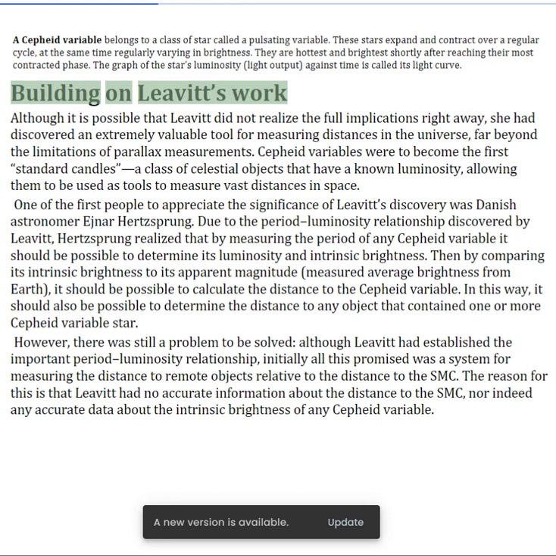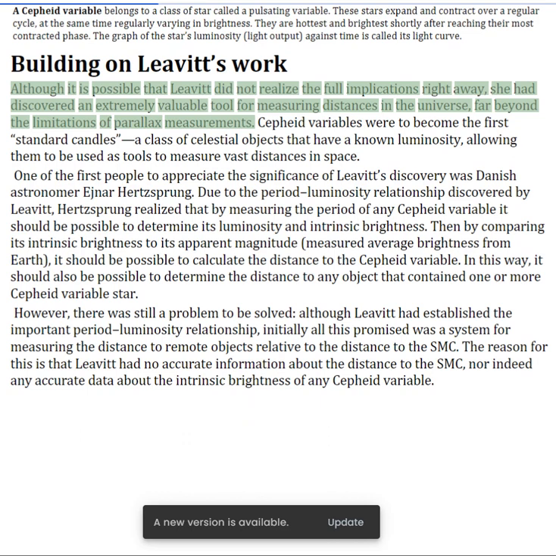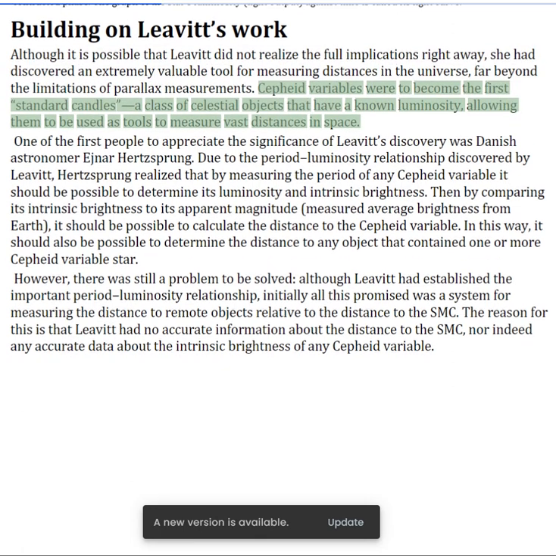Building on Leavitt's work. Although it is possible that Leavitt did not realize the full implications right away, she had discovered an extremely valuable tool for measuring distances in the universe, far beyond the limitations of parallax measurements. Cepheid variables were to become the first standard candles, a class of celestial objects that have a known luminosity, allowing them to be used as tools to measure vast distances in space.